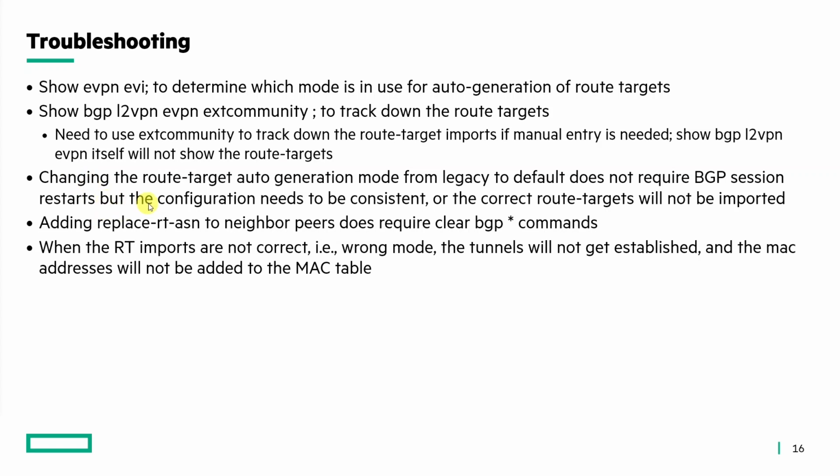You do need to clear the BGP sessions when you're using the replace RT ASN feature. And you don't need to do that when you're changing from the auto mode legacy command. And when these things aren't correct, as you can see, the route target imports won't be correct. Could be because of the wrong auto generation mode, and the tunnels won't get established and the MAC addresses won't be added to the MAC table. So just make sure you check these things and use these commands if you're running into any trouble.